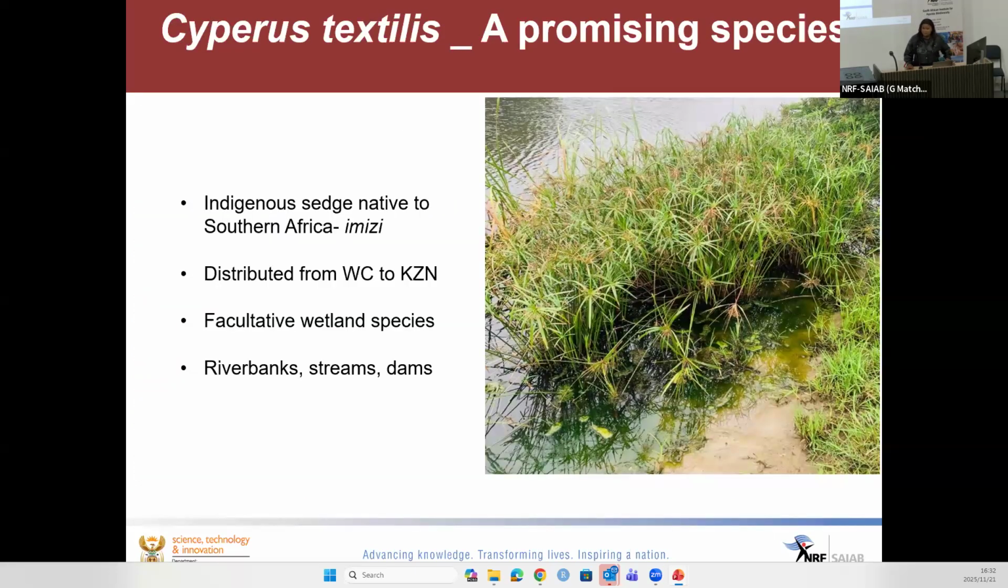So the sedge Cyperus textilis, which is locally known as imizi, and I will continue to refer to it as imizi as I go through the talk, is an indigenous sedge found in the southern parts of Africa. It is distributed from Western Cape to KwaZulu-Natal. It is a facultative wetland species that grows competitively in freshwater environments. It is mostly found in riverbanks, streams and dams.